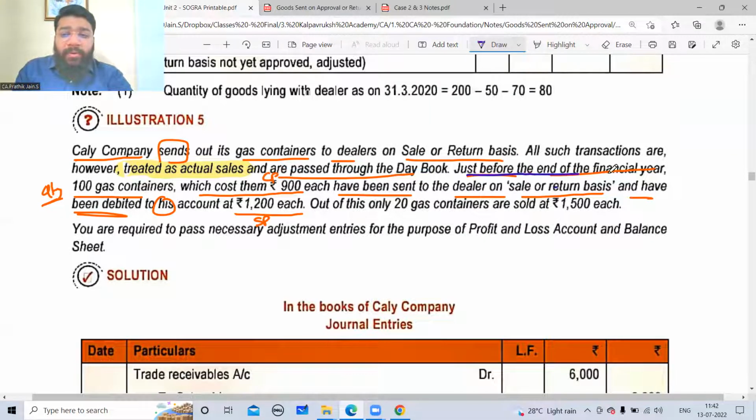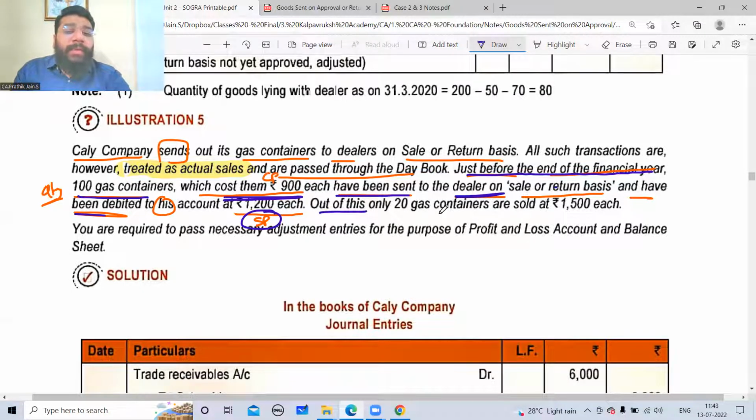Just before the end of the financial year, 100 gas containers costing 900 each have been sent to a dealer customer on sale or return basis and have been debited to his account at 1,200 each. So debited to customer account. When do we debit the customer's account? When we make the sale entry or send entry at 1,200 each.